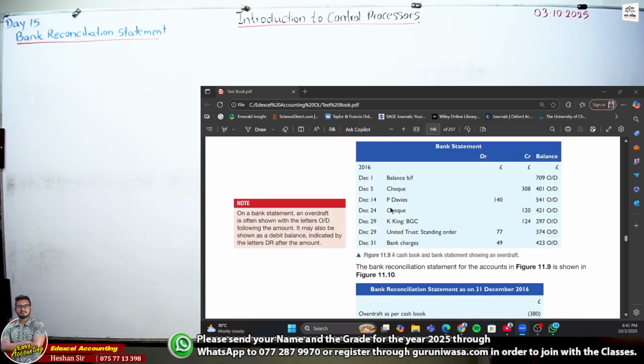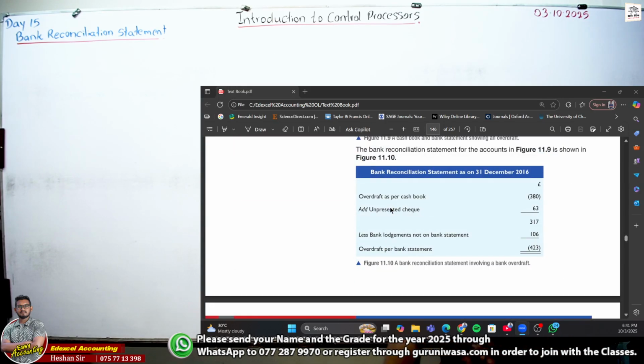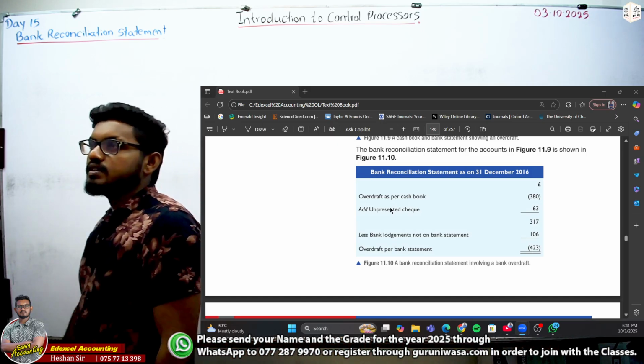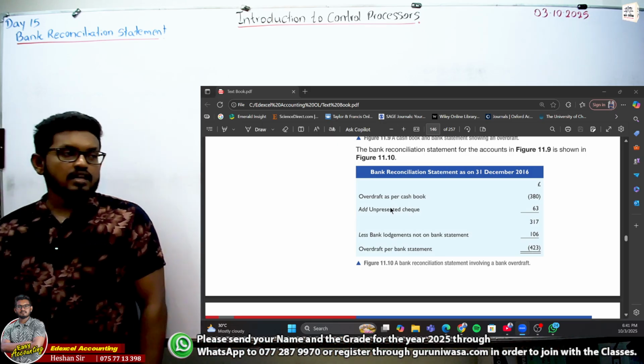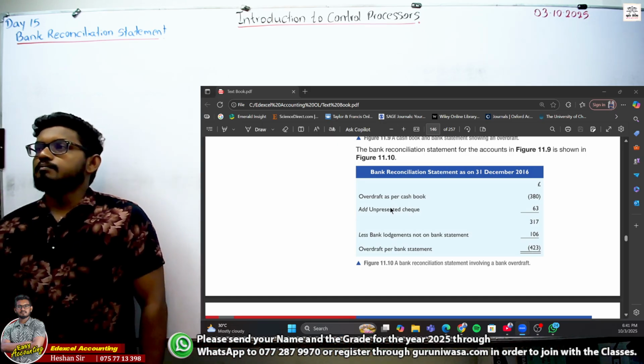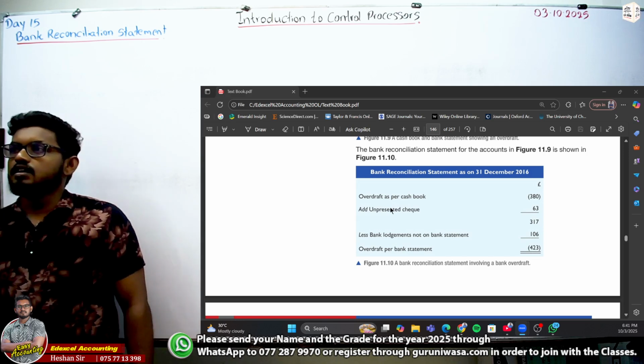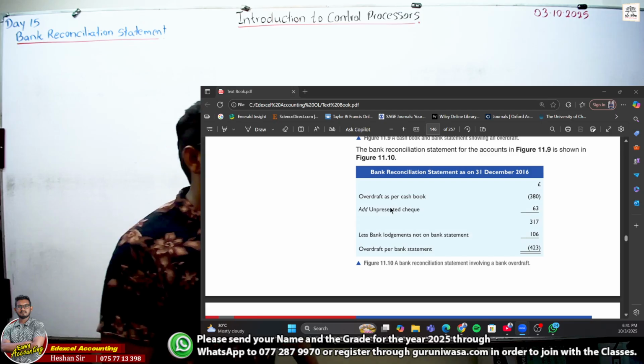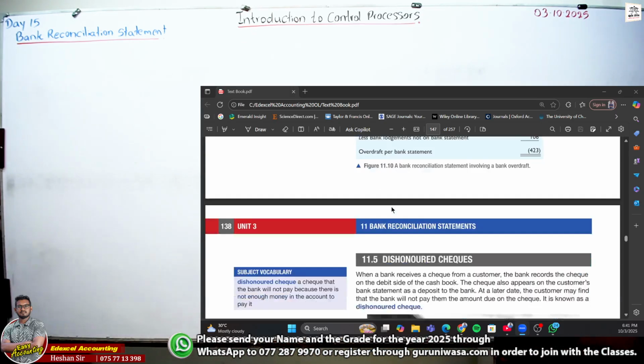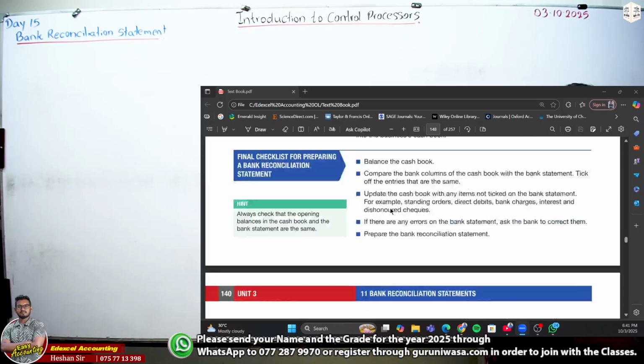We identify the reasons here. We identify an overdraft as per cash book. So what are the reasons? Unpresented checks, and bank lodgements not on the bank statement, right? Then apart from that, we identify bank charges, checkbook charges, those things, right?